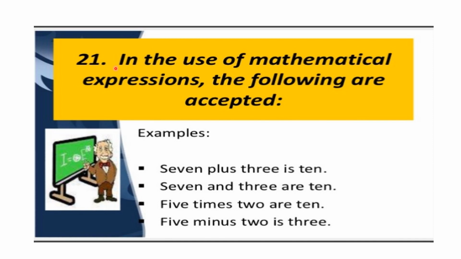The 21st rule, in the use of mathematical expressions, the following are accepted. Look at the examples. 7 plus 3 is 10. 7 and 3 are 10. 5 times 2 are 10. 5 minus 2 is 3. So in the use of mathematical expressions, the following is accepted.